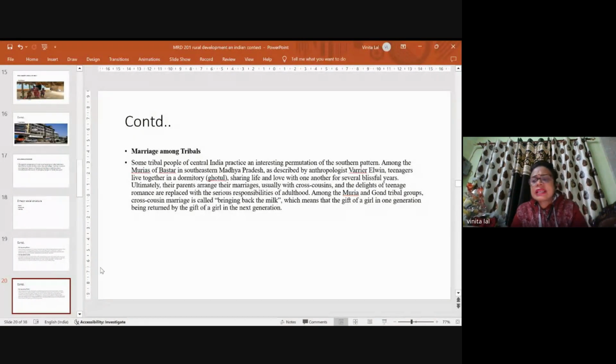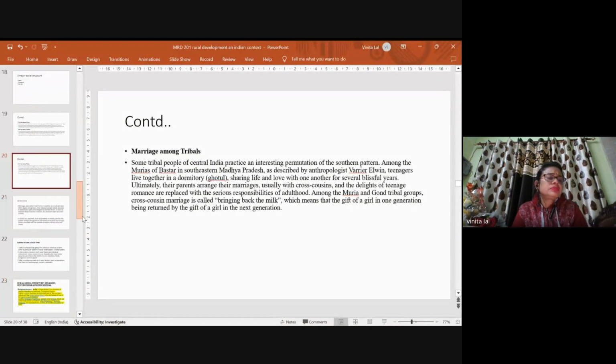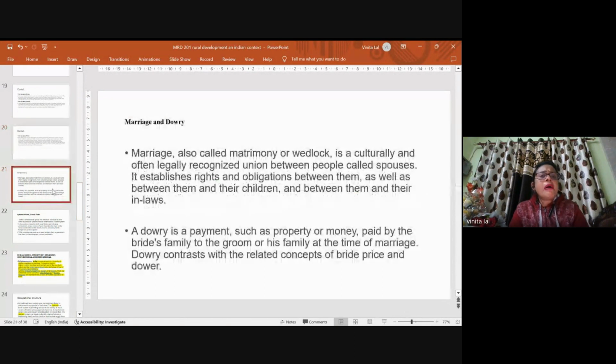Now come to the next slide. Marriage and dowry. I think everyone knows marriage and dowry, but I would like to tell you some important points. What is the dowry system? First, it refers to durable goods, cash, real and movable properties that the bride's family gives to the groom. This is a very basic definition.